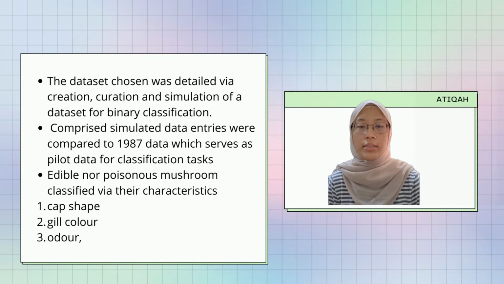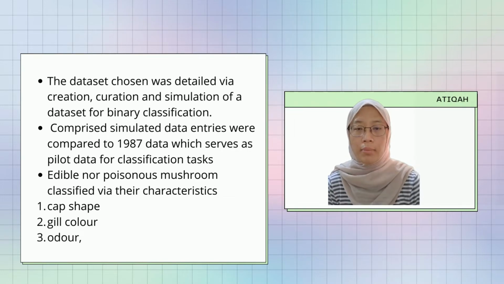The dataset chosen is about classifying mushrooms into edible and poisonous categories based on their characteristics. The dataset was detailed via creation, curation, and simulation of a dataset for binary classification, with edible non-poisonous mushrooms classified via their characteristics like cap shape, color, odor, and more. Qualitative attribute types include cap shape and cap surface, while quantitative attribute types include stem height and cap diameter.